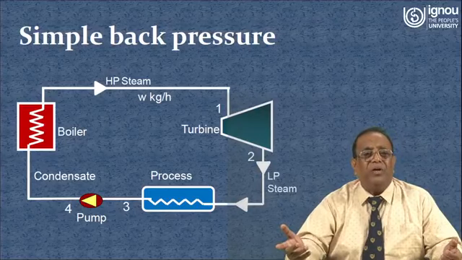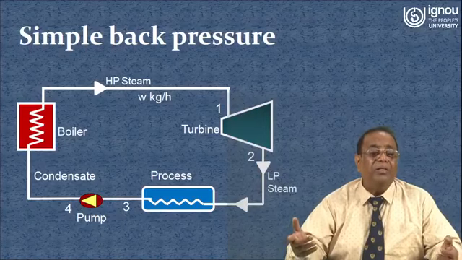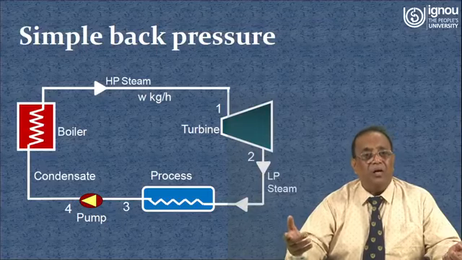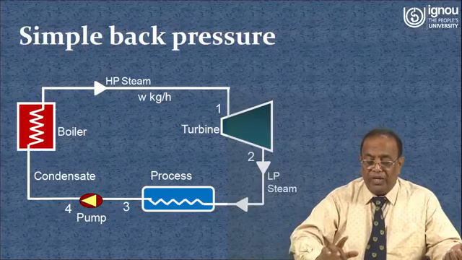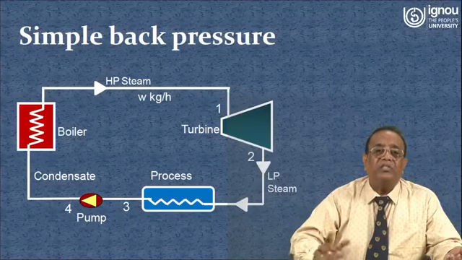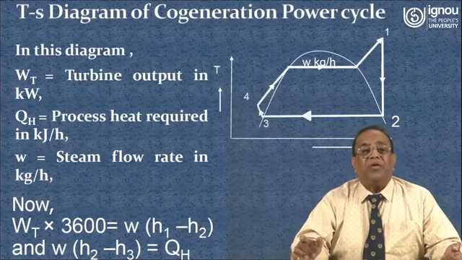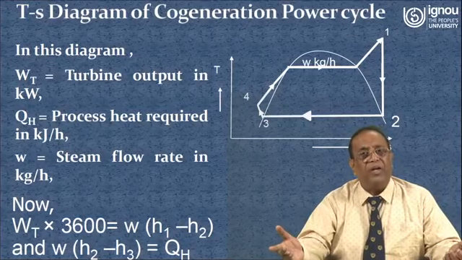Now, we will calculate with the help of simple equations how much heat we have recovered in the process heater, and how much work we are getting from the turbine as an output. Let us see how we can calculate the simple heat recovery for this simple back pressure cogeneration plant. In this process, we have taken the TS diagram. This is a very simple temperature-entropy diagram.